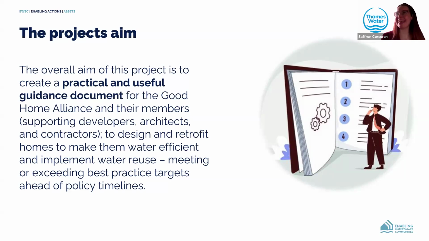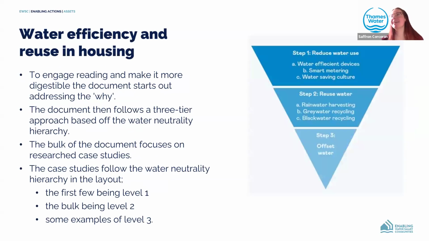I will visually explain. I would like for you all to imagine a triangle for me that has 3 layers. If none of you have ever heard, there is something called the water neutrality hierarchy, and this is based on an upside-down triangle. There we go, we have it visually now. And we have created the guidance document to follow this triangle of neutrality.